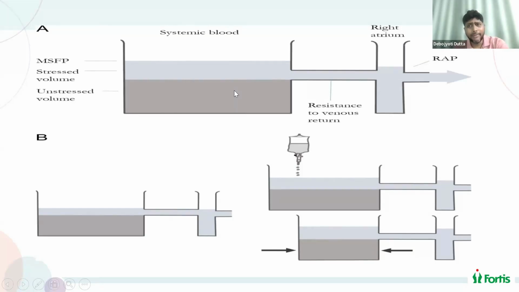So in relative hypovolemia or hypovolemic phases, what will happen? The stressed volume gets reduced. By giving fluid, we can increase the stressed volume so that we can increase the gradient from the mean systemic filling pressure to the right atrium and increase the cardiac output. On the other hand, if you use vasopressors like noradrenaline, the vasoconstriction will also increase the stressed volume by reducing the reservoir size.